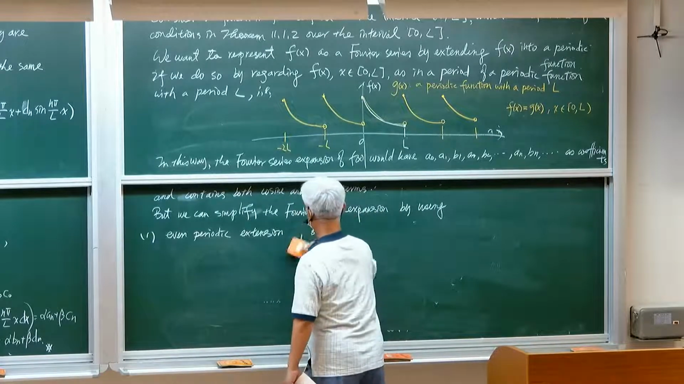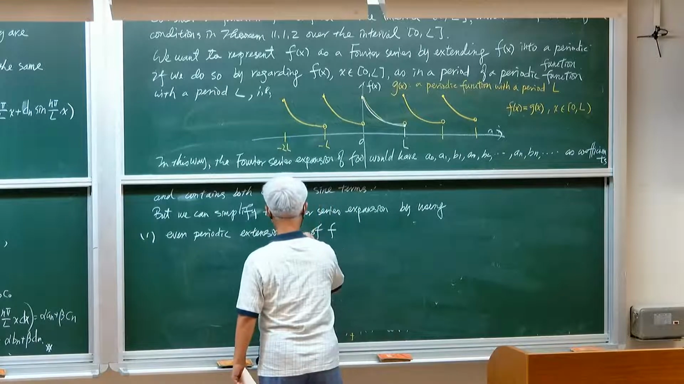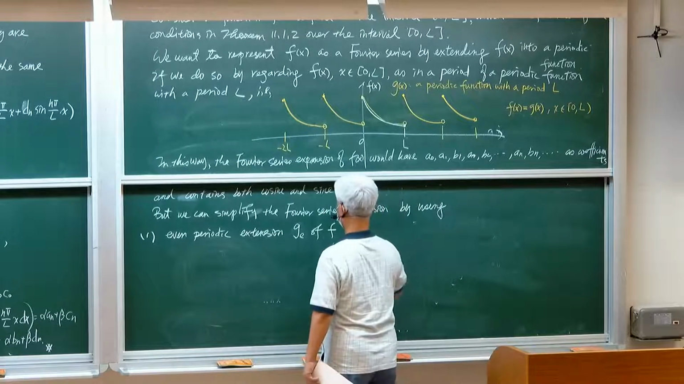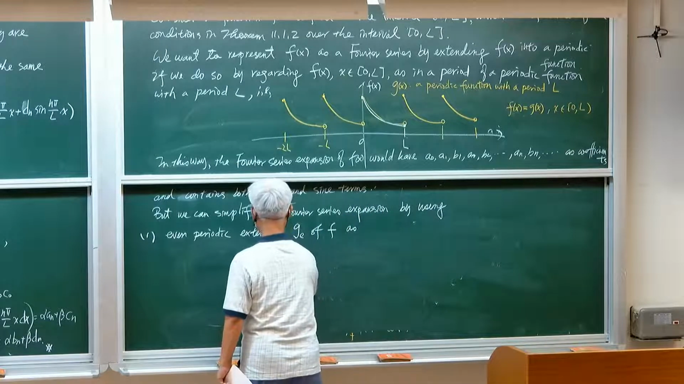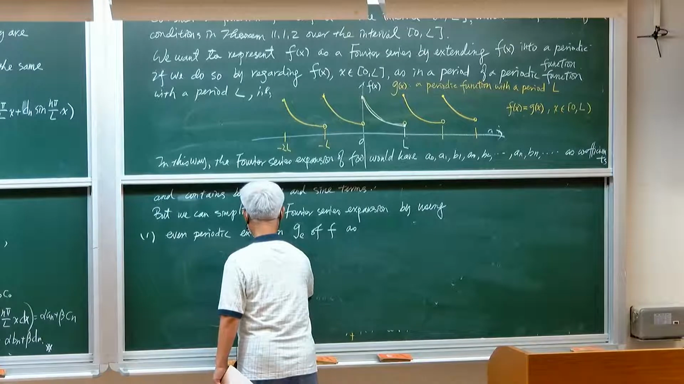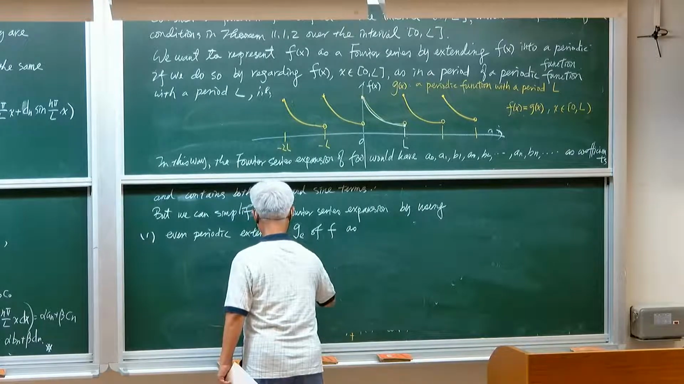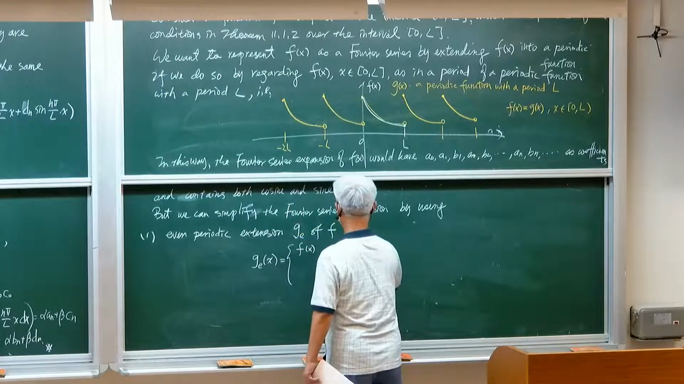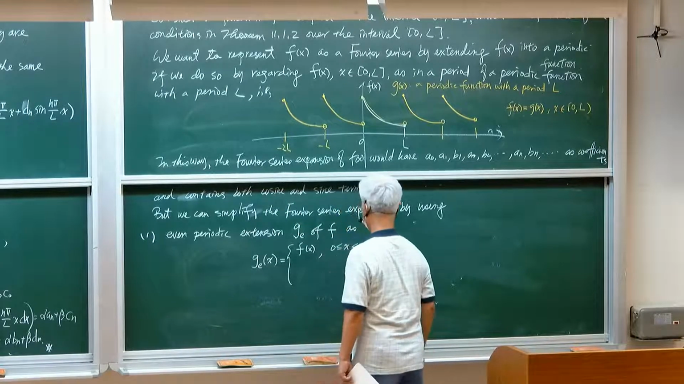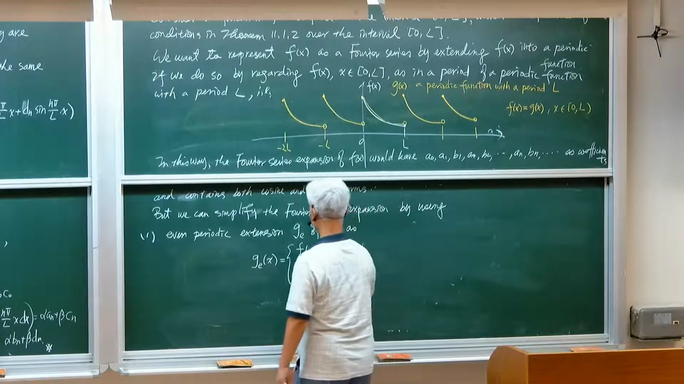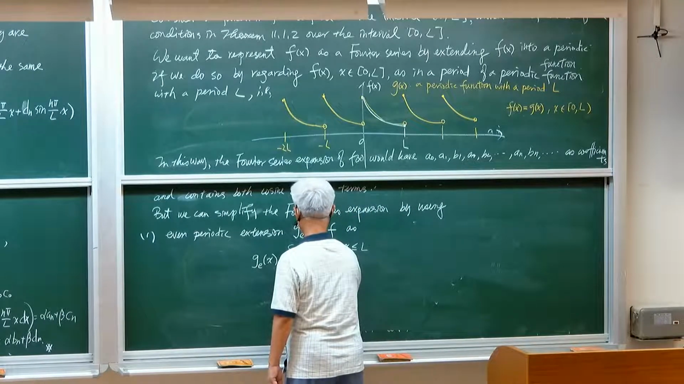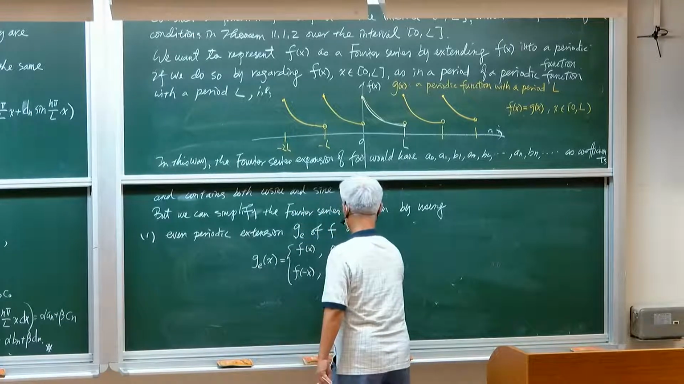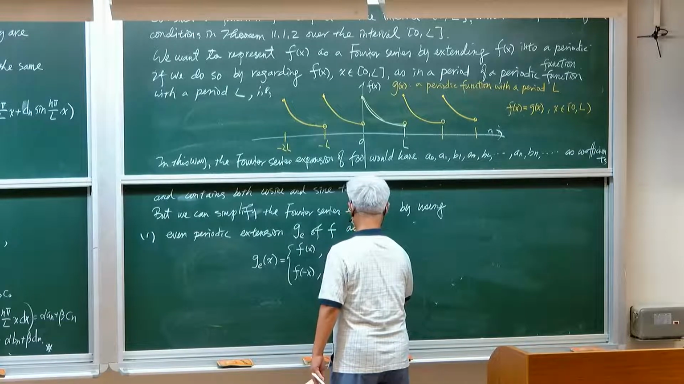Maybe I use g_e. So g_e of x is equal to f of x for x from 0 to L, and also equal to f of minus x when x is from minus L to 0.